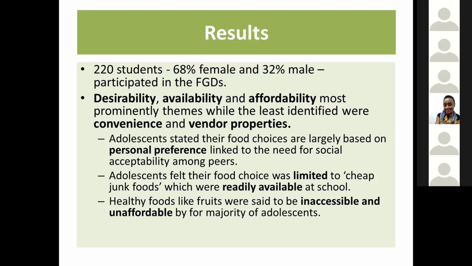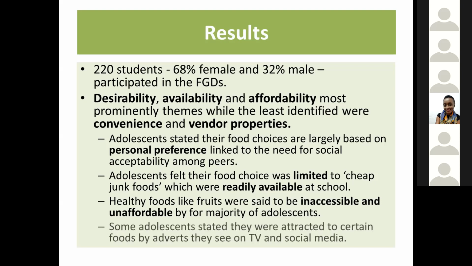On the other hand, adolescents said that healthy foods like fruits were inaccessible and unaffordable because they did not have as much money to buy healthy foods. They felt that at their level as school-going adolescents who have no source of income, healthy food was out of their reach and they could not afford it. And in addition, it was inaccessible in their environment. Tuck shops did not stock healthy food, and neither did other vendors surrounding schools.